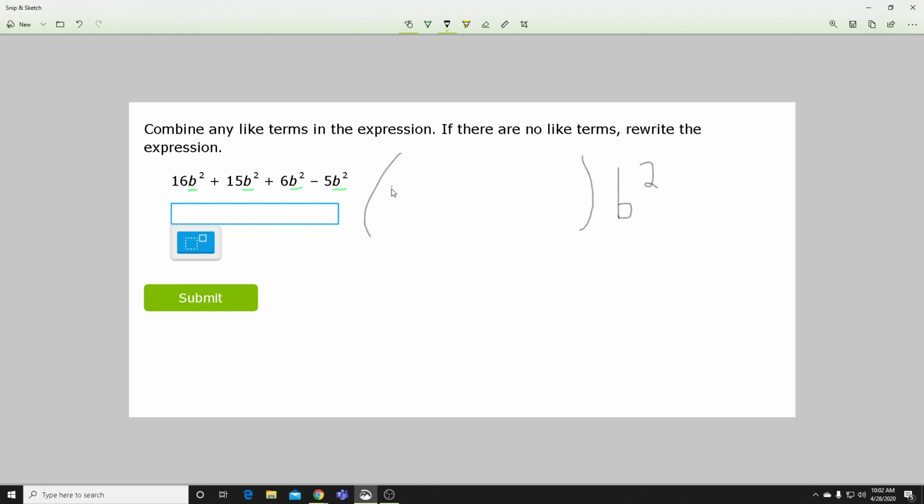So we're going to do 16 plus 15 plus 6 minus 5. Alright, and then you need to figure out what that is. 16 plus 15 is 31, plus 6 is 37, minus 5, 32. So you should get 32b squared.